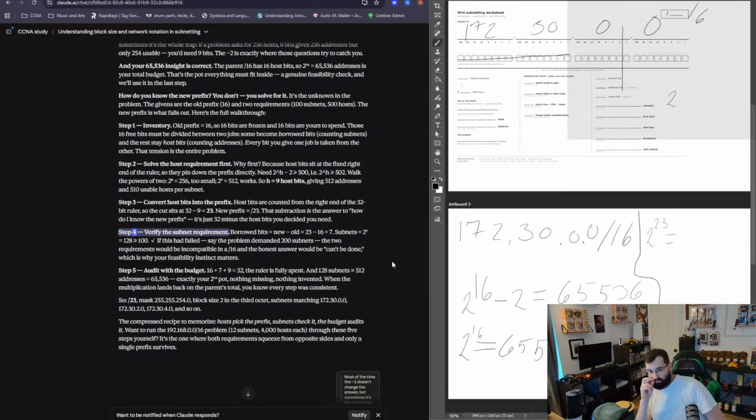Step 4. Verify the subnet requirement. Borrowed bits equal to new minus old equal to 23 minus 16 equal to 7. Subnets equal to 2 to the power of 7 equal to 128, greater than or equal to 100. Whoa. Okay, so we have two different formulas. This is what it was trying to tell me earlier.